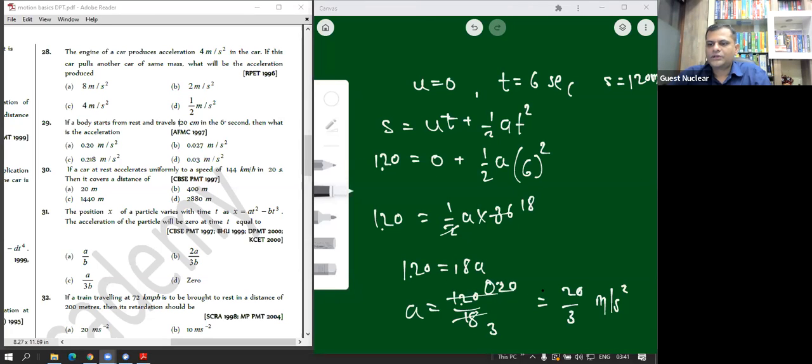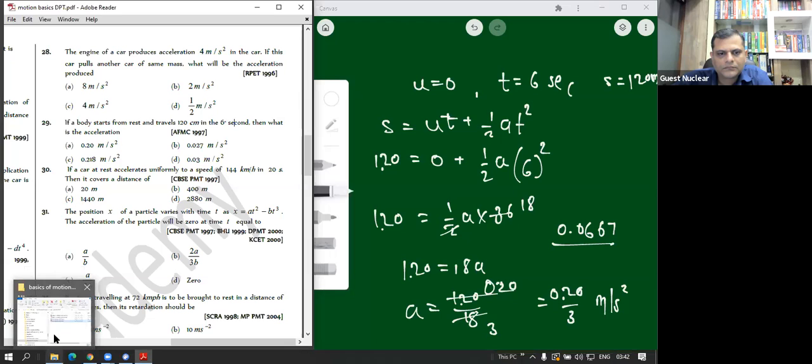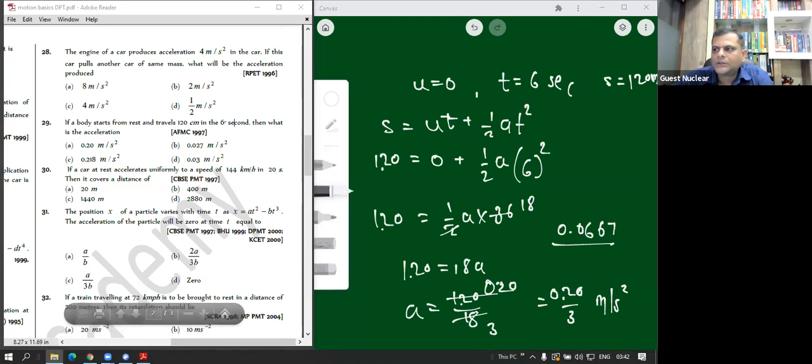Okay, so 0.2 divided by 3, which can be supposed to be 0.2 upon 3, how much is that, 0.06... It might be some mistake in the question itself.